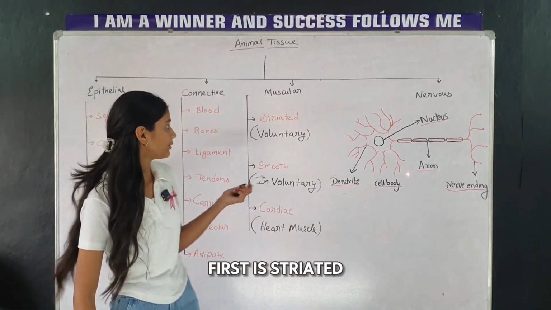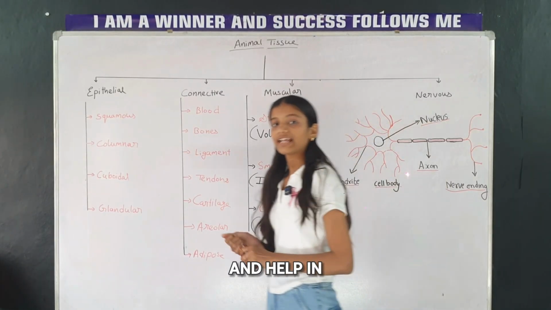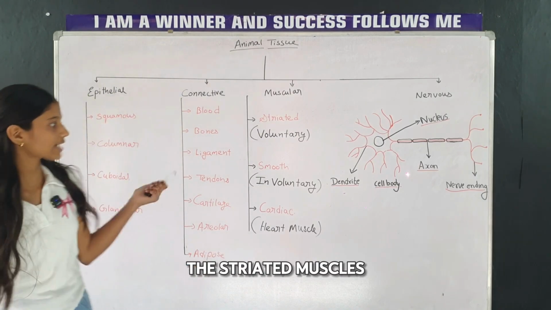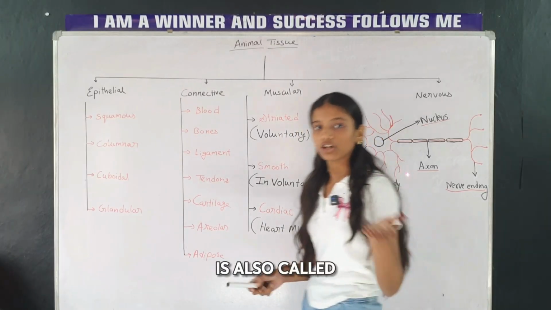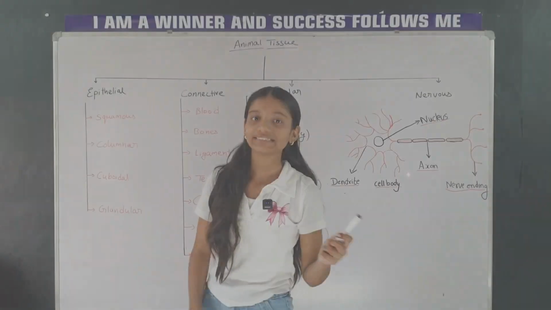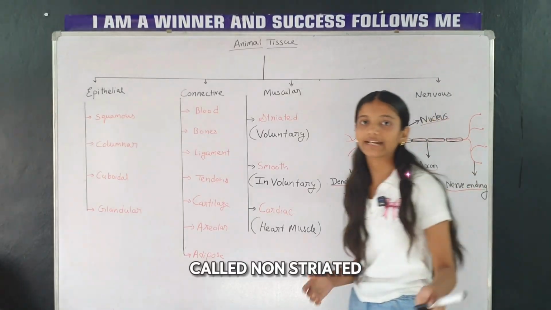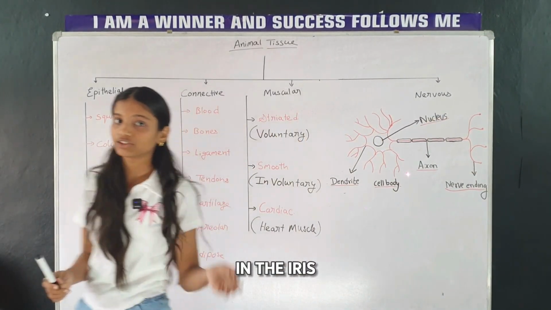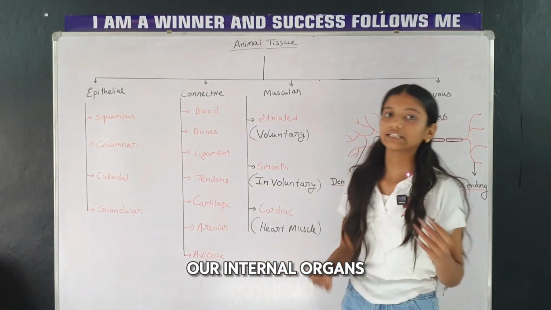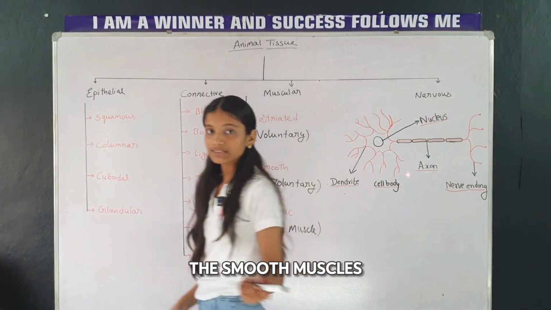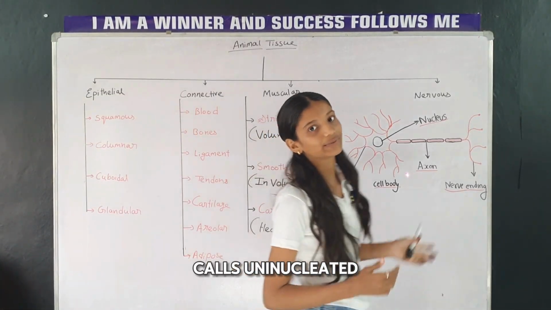First is striated muscles. These are voluntary muscles which are attached to bones and help in the movement of the body. The shape of the striated muscles is cylindrical and branched and it has many nuclei. That's why it is also called multinucleated. Second is smooth muscles. These are involuntary muscles which are also called non-striated muscles. These are found in the iris of the eyes and walls of internal organs. We cannot move our internal organs according to our will. The shape of the smooth muscles is spindle and it has only one nucleus. That's why it is called uninucleated.